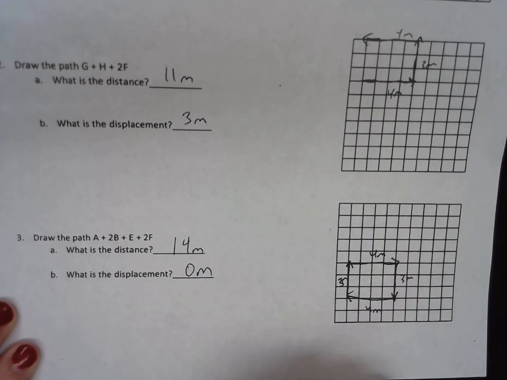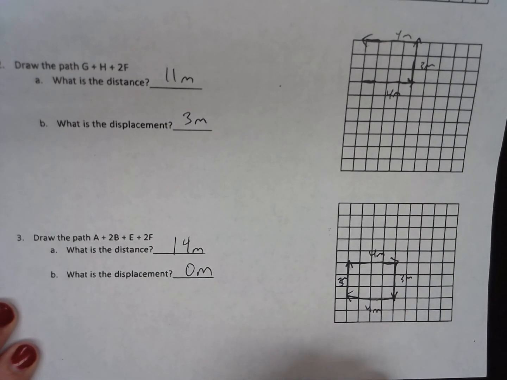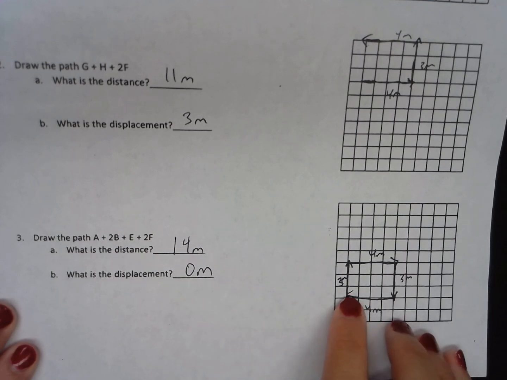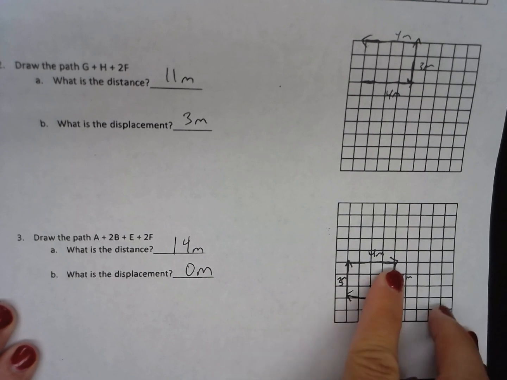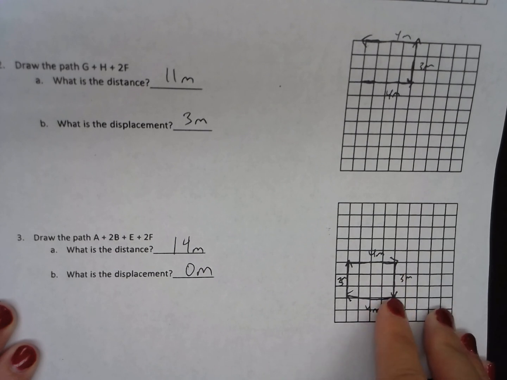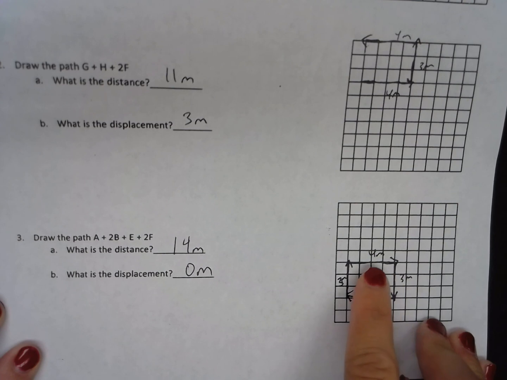Draw path A plus 2B plus E plus 2F. So again, I can start anywhere. So I'm just going to start down here. A was 3 up. B was 2 to the right, so I'm going to double that. So 4 to the right. E was 3 down. F was 2 to the left, so I'm going to double that for 4. Distance, add them up, so 14.